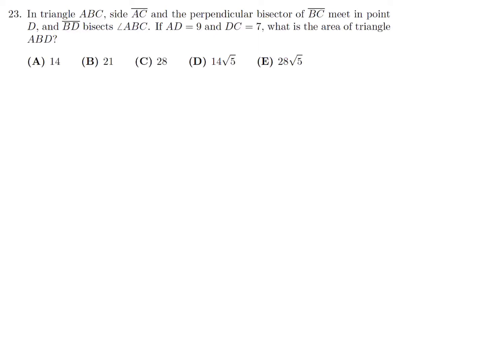Triangle ABC, side AC, and the perpendicular bisector of BC meet in point D, and BD bisects angle ABC. If AD is 9 and DC is 7, what is the area of ABD? We need to illustrate this triangle with the information in the question stem. So this is A, this is B, and this is C. Side AC and the perpendicular bisector of BC meet at point D.